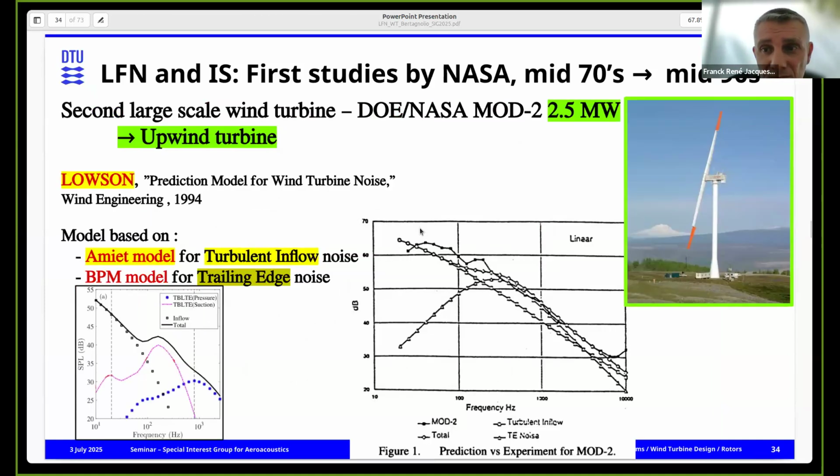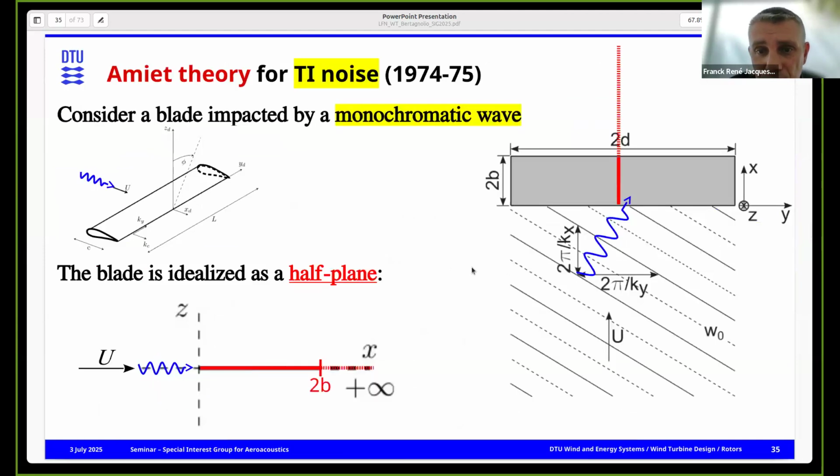And then they improved the model to this Mod-2, 2.5 megawatt turbine here. And that was a Lawson model. He had another approach, but he used basically the Amiet model, I will come back to that, for the turbine inflow noise, which is a more advanced model for predicting it. And I will explain what the Amiet model is. And they had the BPM model for the trailing edge. And they pretty much match what was measured in the field for this Mod-2 turbine.